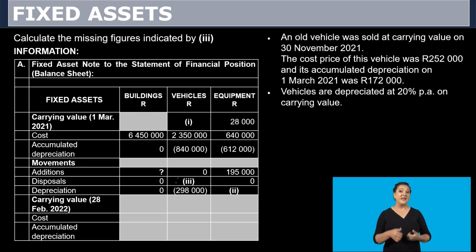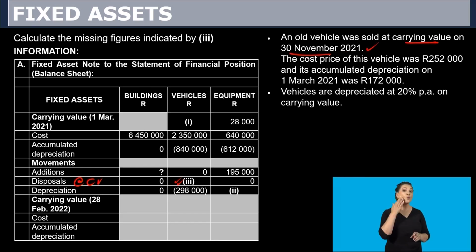The next calculation is number 3 over here. This is my disposals. It is very key to note that my disposals are disposals at carrying value, not at cost. In this note, I record my disposals at carrying value. I am told an old vehicle was sold at carrying value on 30 November. So what I know is that it was sold at carrying value. That means there was no profit and there was no loss.